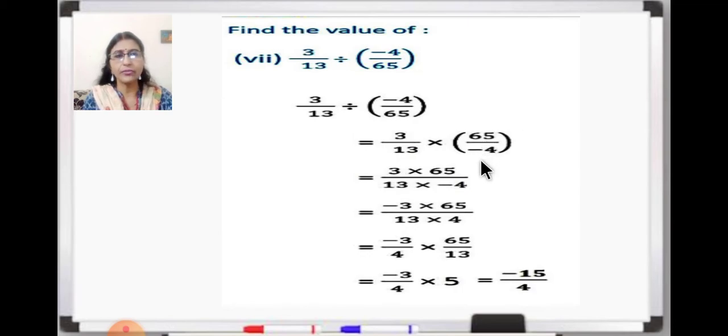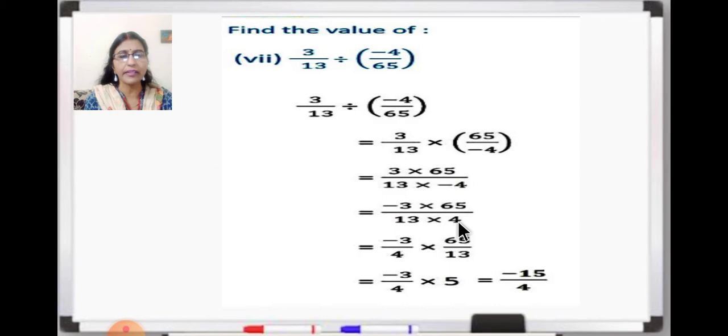And then what we'll do? We are going to multiply the numerator. 3 into 65 divided by 3 into minus 4. And then this minus sign, if you want, you can bring it here or you can keep it there. Then you can rearrange it. See, in this next step what we have done, this minus sign we have brought here.